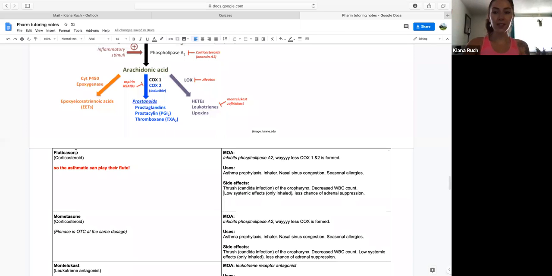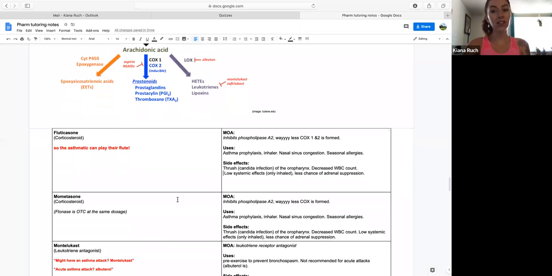I remember Fluticasone. It sounds like flute. I used to play the flute in band. I hated it. It was so quiet. Yeah, not fun. So the asthmatic can play their flute. They take Fluticasone.